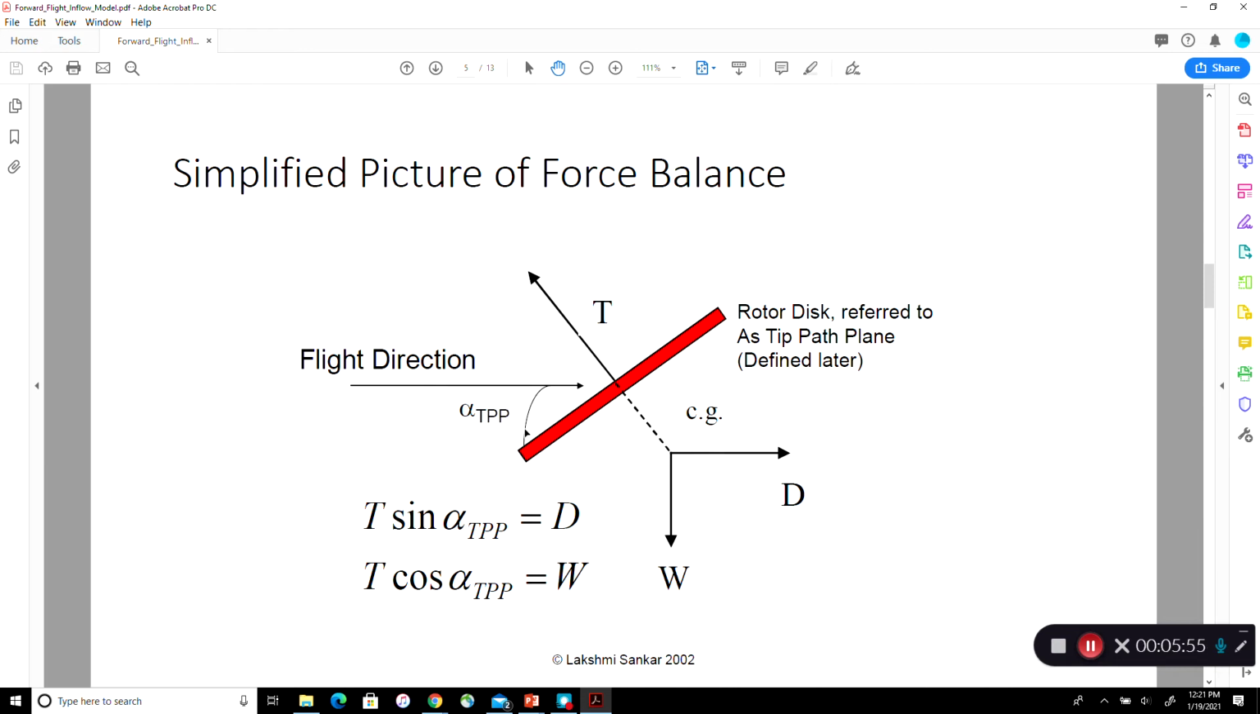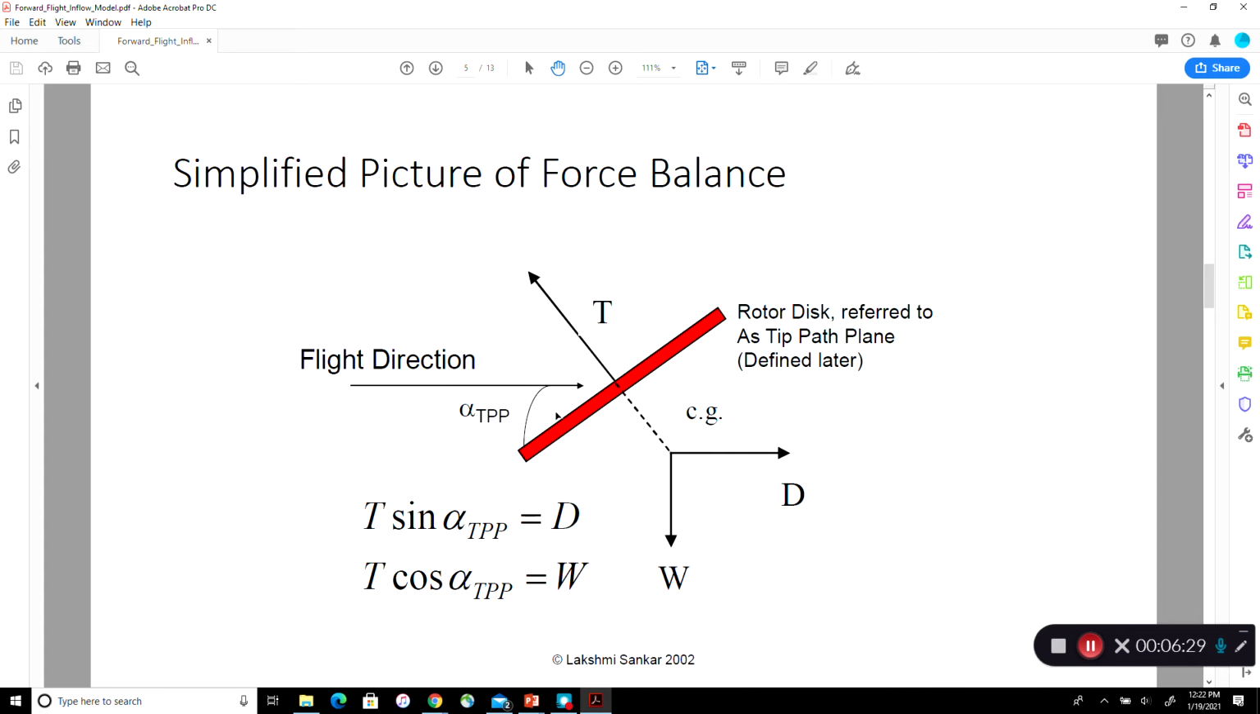So if this is alpha, this is 90 minus alpha. Then T times the vertical axis will make an angle alpha tip path plane. So T times cosine of alpha tip path plane is the weight. T times sine of alpha tip path plane would be the drag. By the way, the thrust vector, the weight vector, and the drag vector all have to pass through the center of gravity so that the vehicle is balanced. Otherwise, you'll get unbalanced moments.